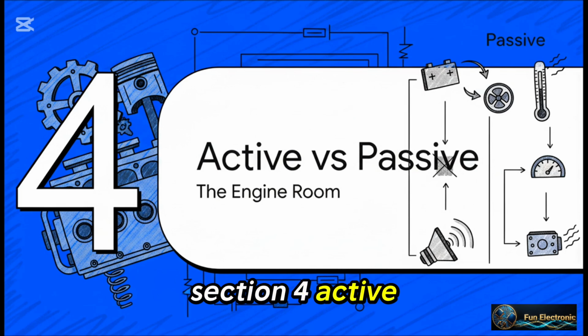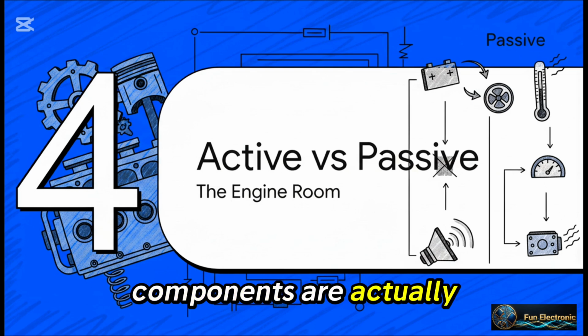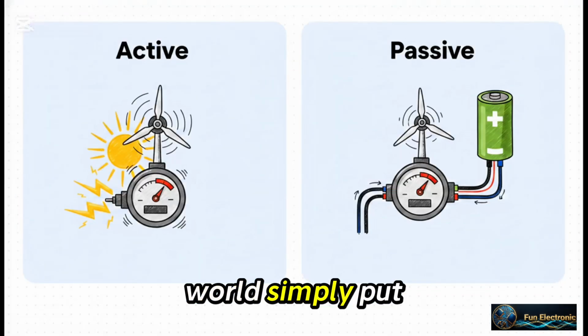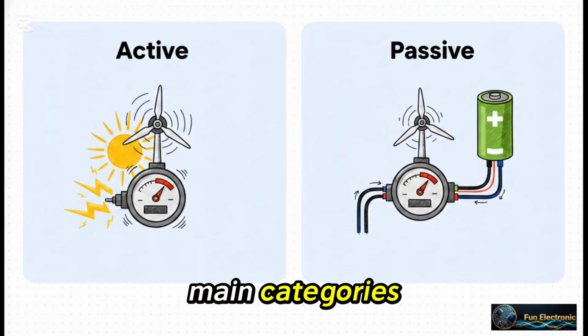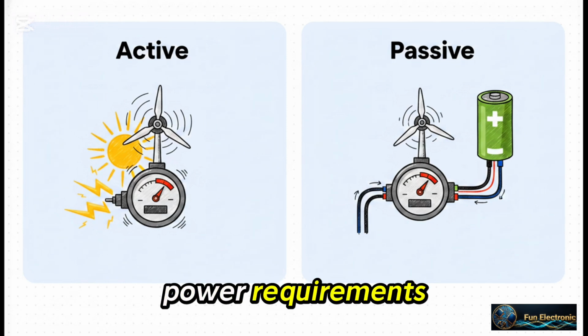Section 4. Active versus passive transducers. Let's head down into the engine room and figure out how these vital components are actually powered in the real world. Simply put, we have two main categories, and it's based entirely on their power requirements.